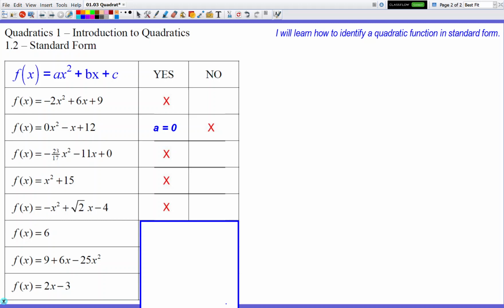Okay, what about number 6? 1, 2, 3, 4, 5, 6. Okay, what about this guy? Does he have x squared? No, he doesn't. Where did it go?